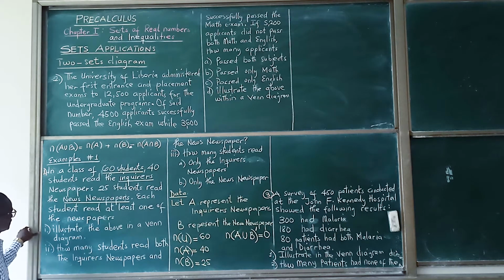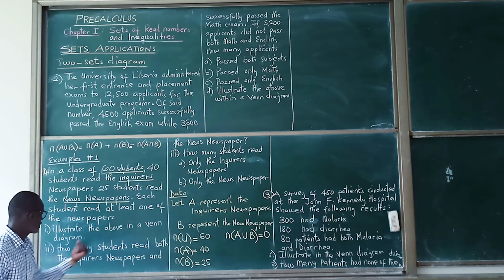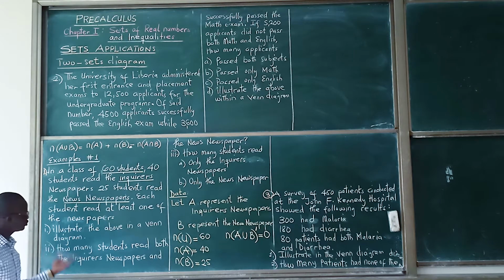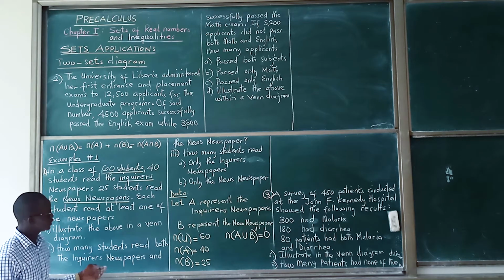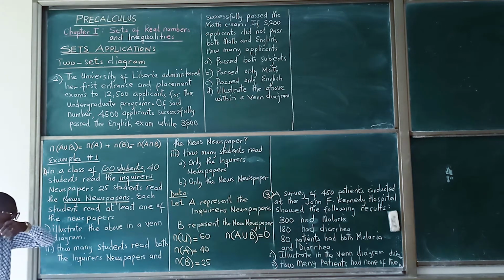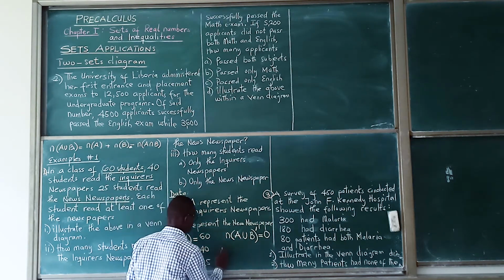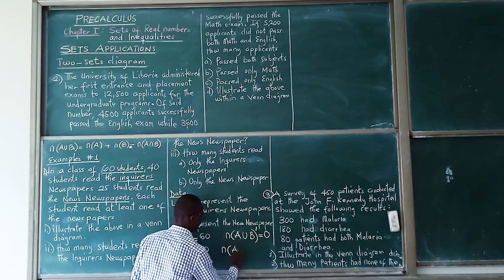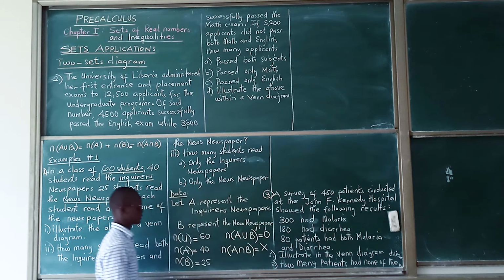The next thing we know is that each student read at least one of the newspapers. Okay, so those were the information that were given to us. Illustrate the above in a Venn diagram. Question 2, how many students read both the Inquirer newspapers and the newspaper? So, how many students read both newspapers? It means the intersection of A and B. So we say A intersect B is equal to some unknown variable X.